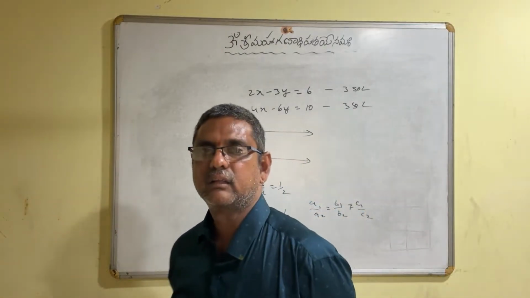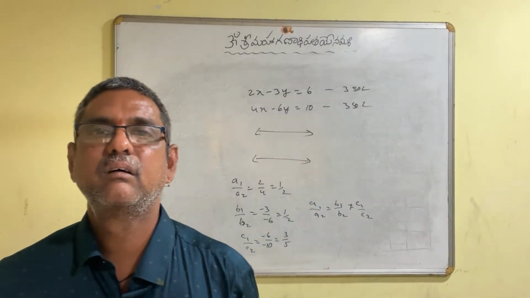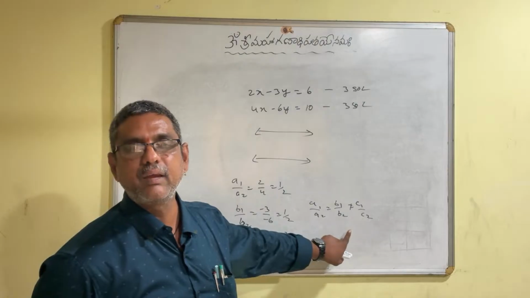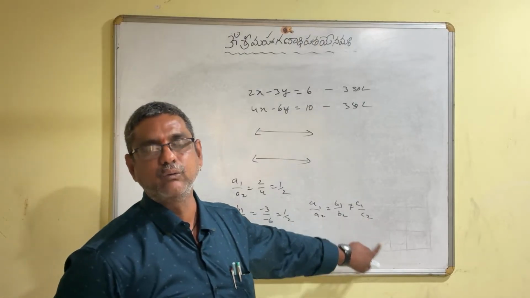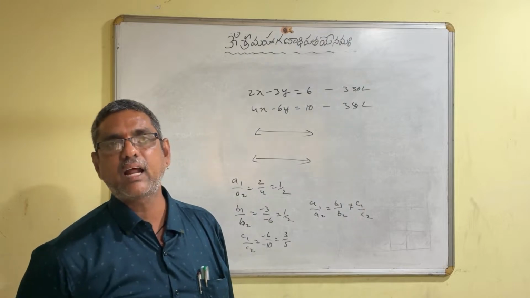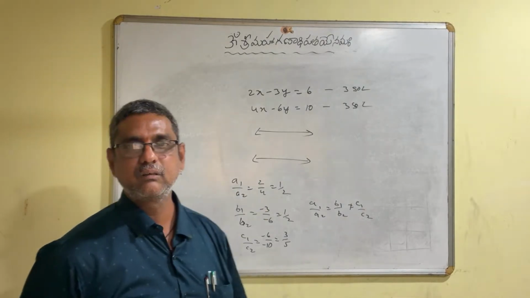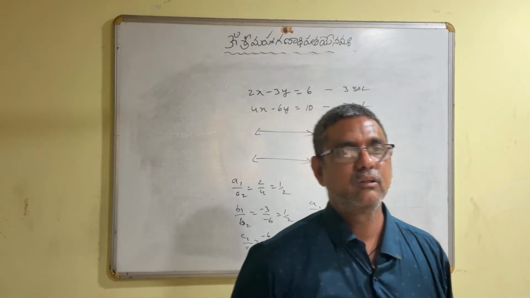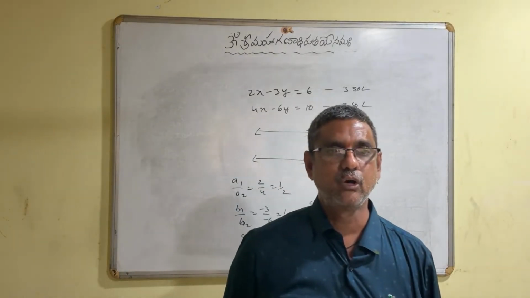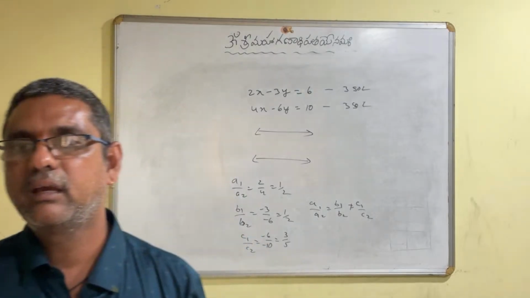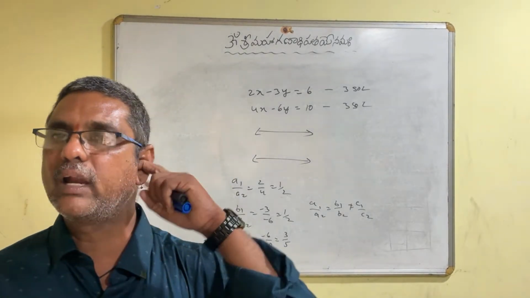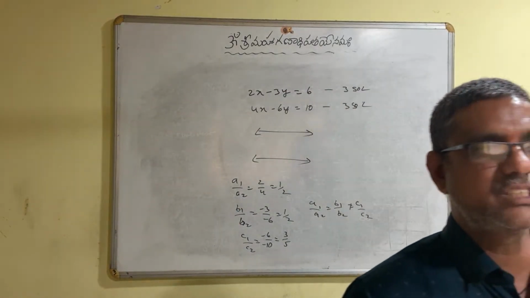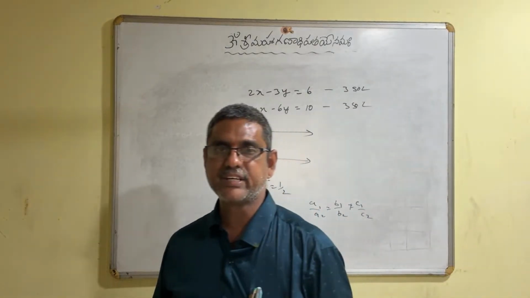Simply you can say that the given pair of equations satisfies the condition a1 by a2 is equal to b1 by b2 not equal to c1 by c2. So when we draw the graph of it, we will get parallel lines, and parallel lines will not intersect each other. So the common solution is 0, means the given pair does not have any common solution. That's all. It will take only 2 to 3 minutes, not even 5 minutes.